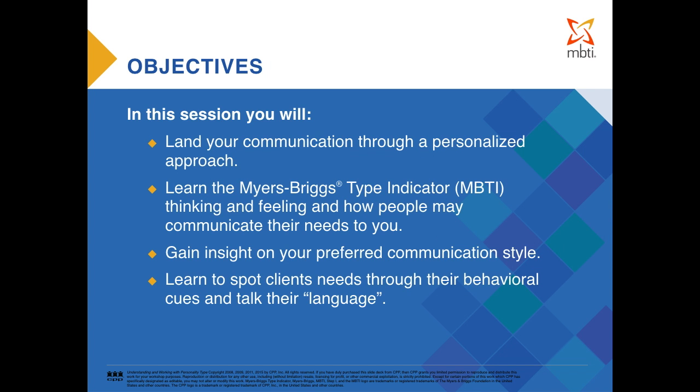So let's talk about the objectives for today. In this session, you're going to learn how to land your communications through a personalized approach, knowing both your communication style preference as well as the person that you're communicating to. You're going to learn the Myers-Briggs type indicator preference for thinking and feeling.